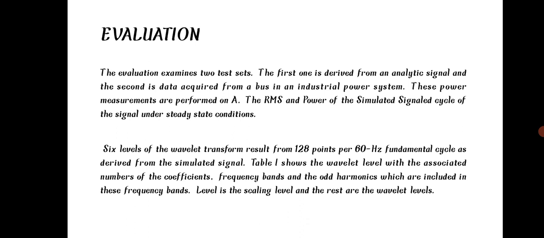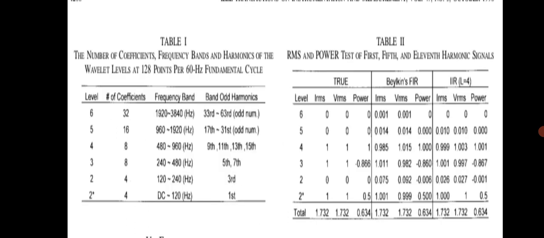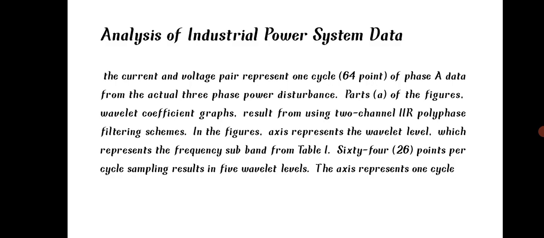The wavelet levels are shown with the associated numbers of coefficients, the frequency bands, and the odd harmonics which are included in these frequency bands. One level is the scaling level and the rest are the wavelet levels. You can see table 1 and table 2. The first gives the number of coefficients and the frequency bands, and the second table is the RMS and power test. Analyzing the industrial power system data.